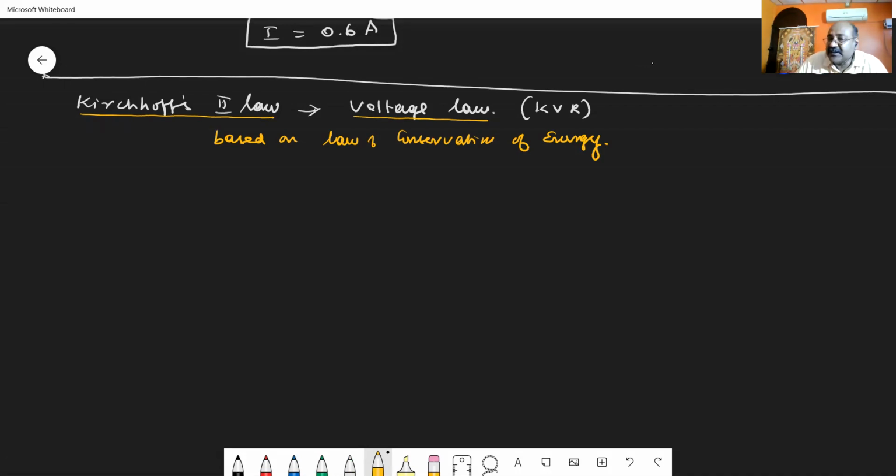Last, Kirchhoff's first law was based on law of conservation of charges. Then the Kirchhoff's first law can be applied only to a junction, but Kirchhoff's second law can be applied only to a closed path of an electrical circuit. It can be applied to closed electrical circuits or closed paths of electrical circuits.